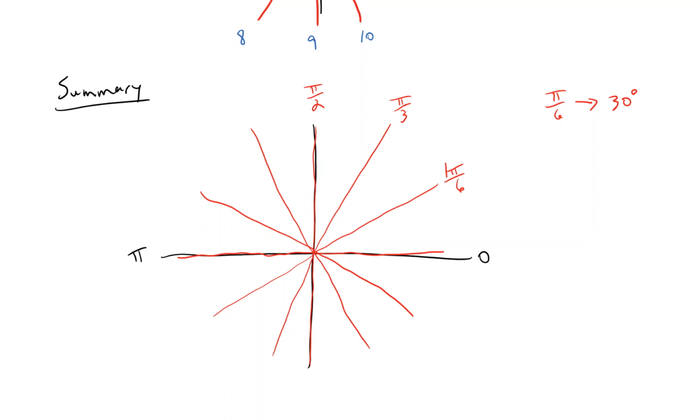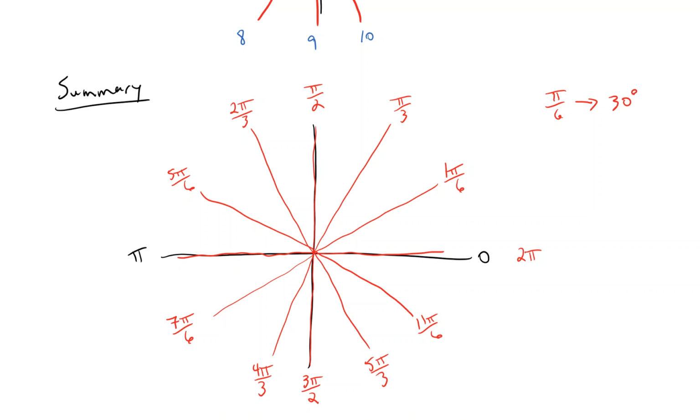So 1, 2, 3, 4 pi over 6 reduces to 2 pi over 3, 5 pi over 6, 6 pi over 6 reduces to pi, 7 pi over 6, 8 pi over 6 reduces to 4 pi over 3, 9 pi over 6 reduces to 3 pi over 2. Investigate these for yourself. Then you've got 10 pi over 6 reduces to 5 pi over 3. Then you've got 11 pi over 6, which doesn't reduce, and 12 pi over 6 reduces to 2 pi.